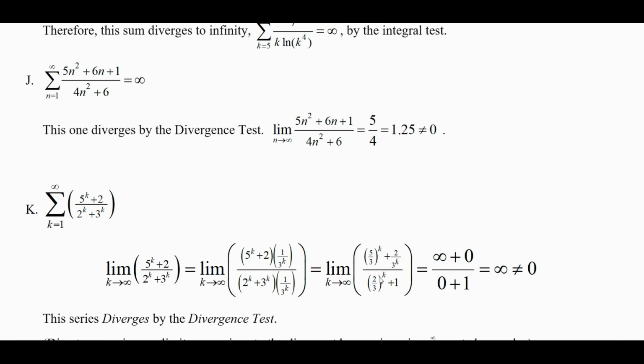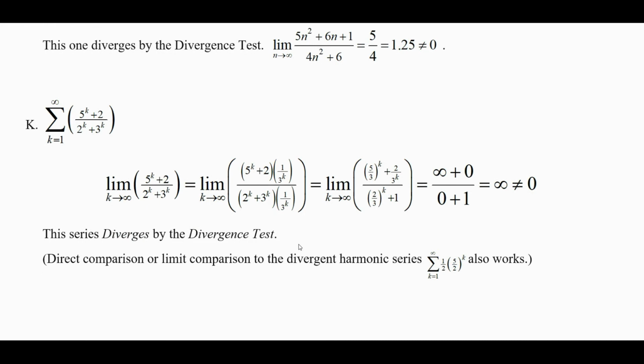This part right here goes to 0. So the bottom goes to 1. This part goes to 0, but this part goes to infinity. So you get infinity over 1 or infinity for that. Definitely not 0, so that diverges by the divergence test.